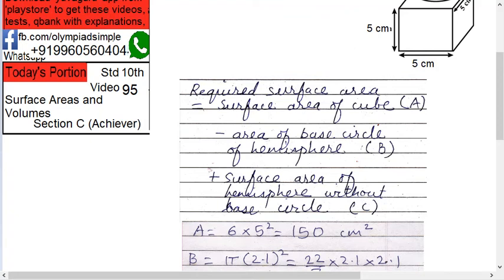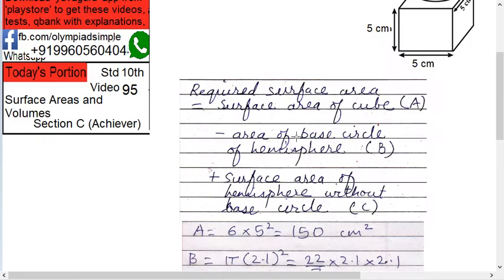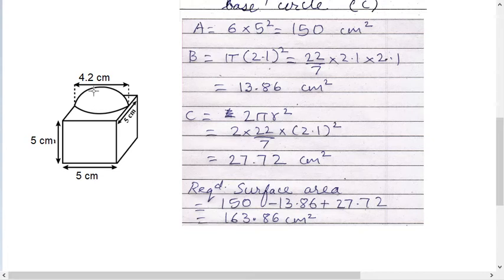Let's start. A is 5 into 5 and 6 faces, so 6 into 5 square, that is 150. B is the circle of the hemisphere which we have to find out. So pi r square, r is 2.1, pi into 2.1 square, 22 by 7 into 2.1 into 2.1, that is 13.86.